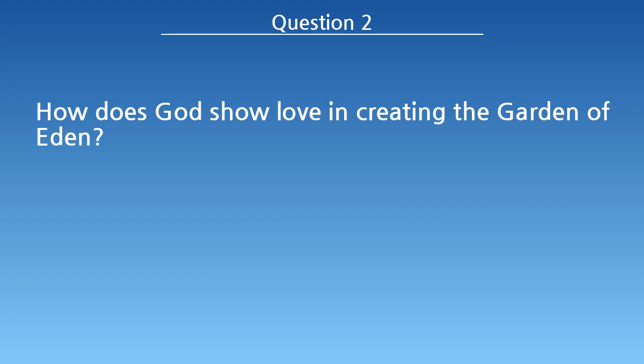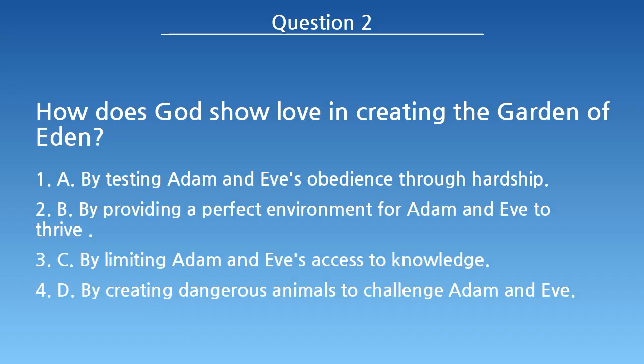Question 2. How does God show love in creating the Garden of Eden? Options. 1. A. By testing Adam and Eve's obedience through hardship. 2. B. By providing a perfect environment for Adam and Eve to thrive. 3. C. By limiting Adam and Eve's access to knowledge. 4. D. By creating dangerous animals to challenge Adam and Eve.